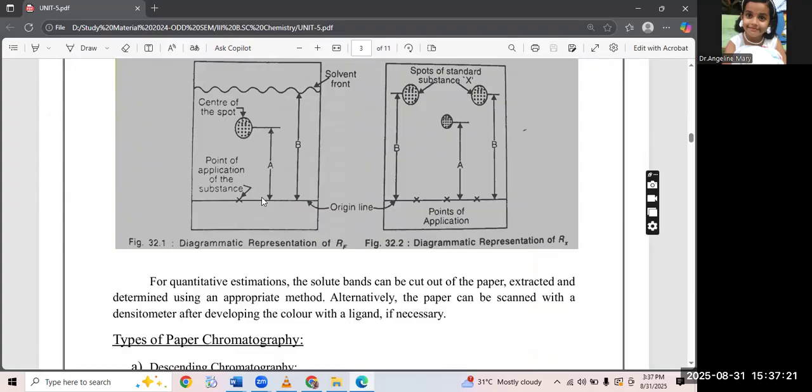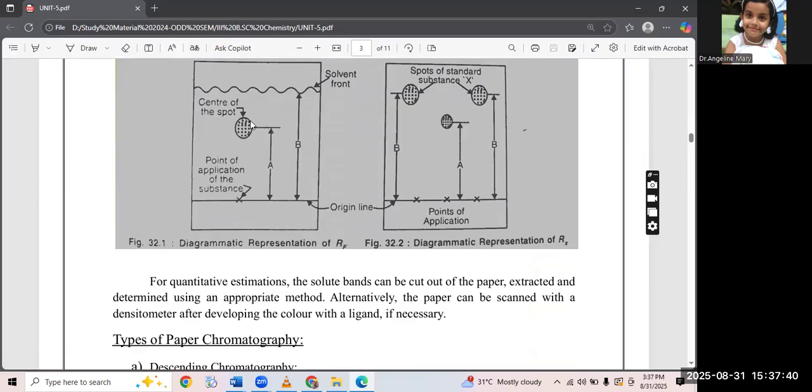The substance is moved from this region to the A state, and from this to the B state. So this is the region, and this is the center spot of the molecule. In the sample we have taken, the colored regions should be shown. So this is the solvent front, that is, the saturation inside the chamber.